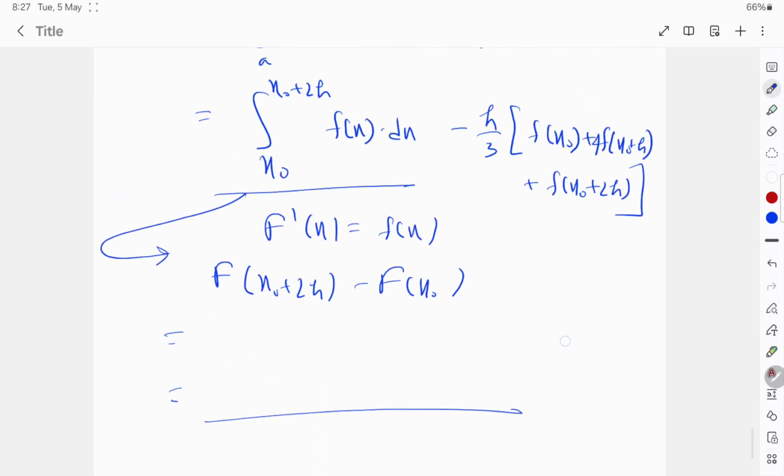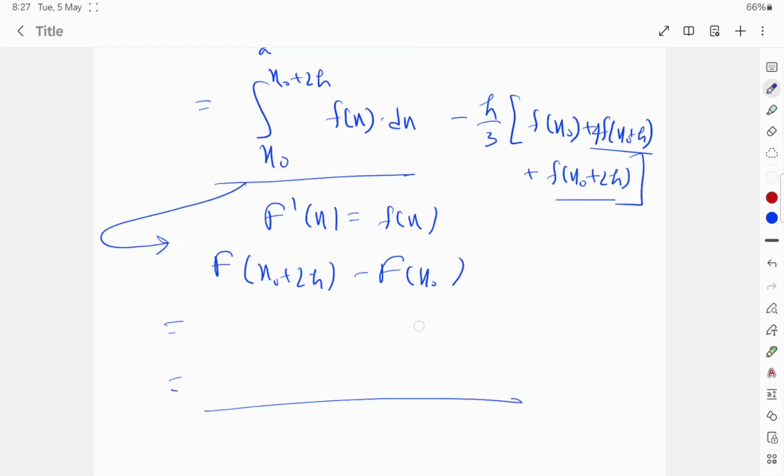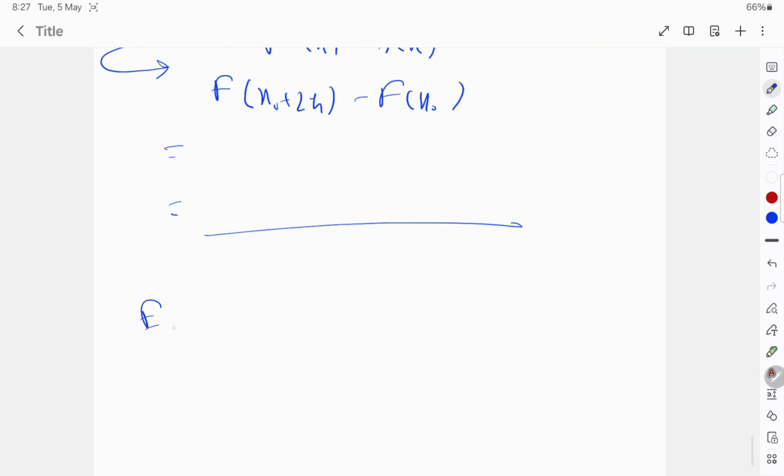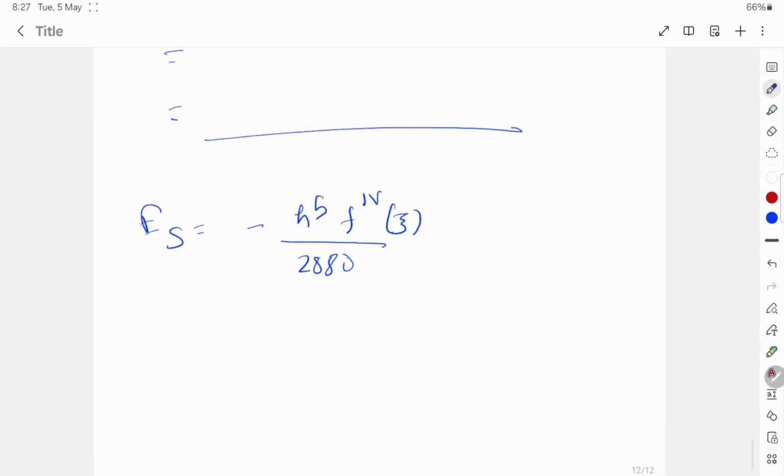Now for the next part, you break this f of x0 plus h and x0 plus 2h using Taylor's theorem. Then you substitute all the values and collect the terms you are getting. Finally, your error E_S will be minus h to the power 5 f4 by 2880. Okay, so you write this properly. This is your homework 2.